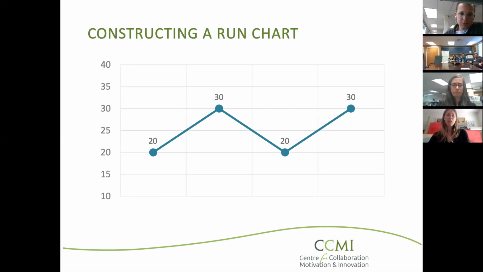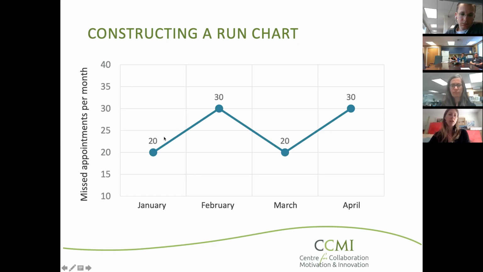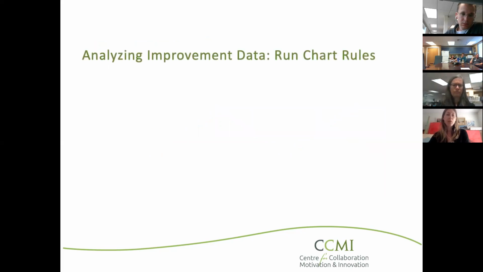So very simply, this is a run chart. It's really just your data over time. Usually we use time on the x-axis, monthly, quarterly. We plot our observations on the y-axis. So in this case, we've got missed appointments per month. And then what makes this a run chart is when we take every observation. So here we have 4 observations, 20, 30, 20, 30. And we calculate a median line. So not the average, but the middle value or median. And we plot the median line. And that's what makes it a run chart.